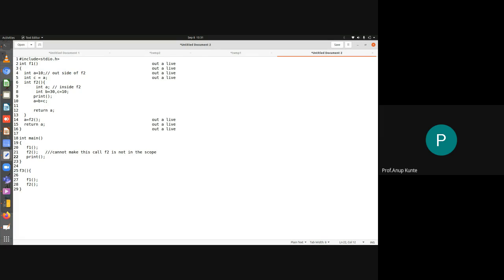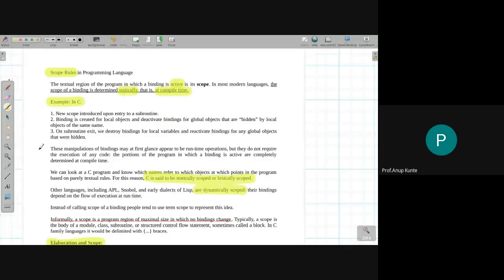I'm giving you a C example because you are aware of the C programming language, that's why. So this is what the scope rules are determining. Scope rules are telling me you can use any object; the scope is defining the region in the program, the static region in the program, where you can use a particular binding.